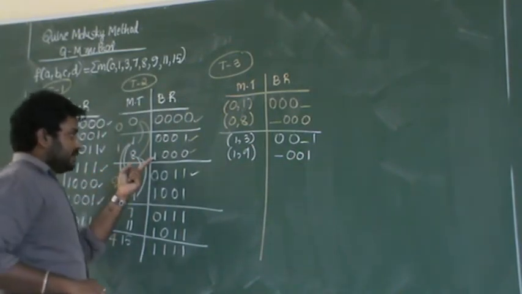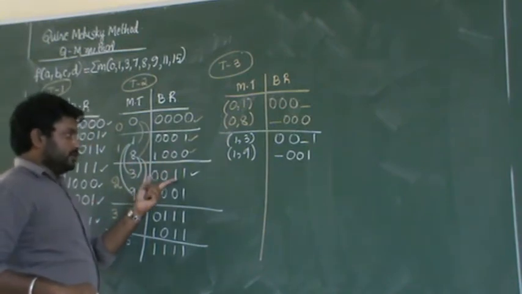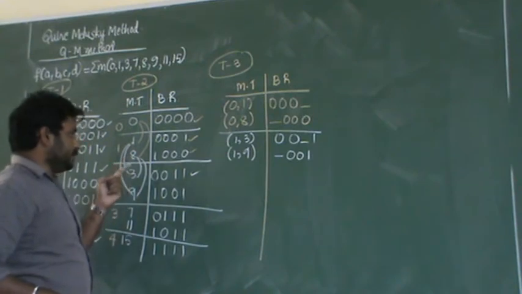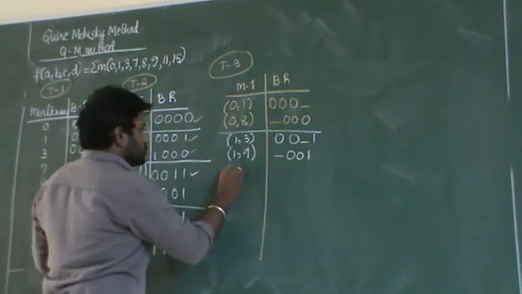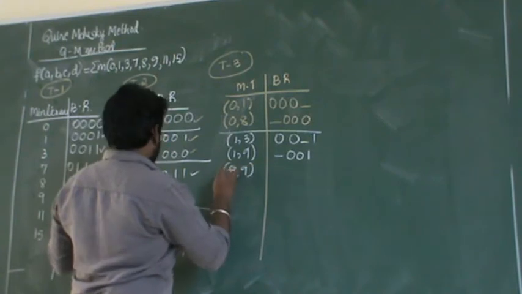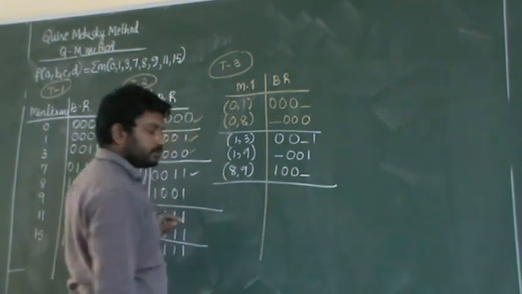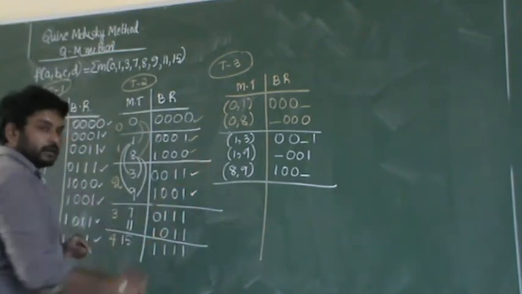No. Because see, 1 is getting changed to 0, 0 is getting changed to 1, 0 is getting changed to 1. So 3 will change its position. So I cannot compare 8 with 3. 8 with 9 is possible. So let me write 8 with 9. That will be 1 0 0 dash. Okay, so this is also being compared.